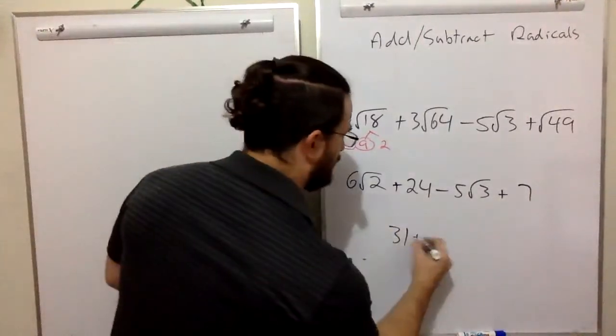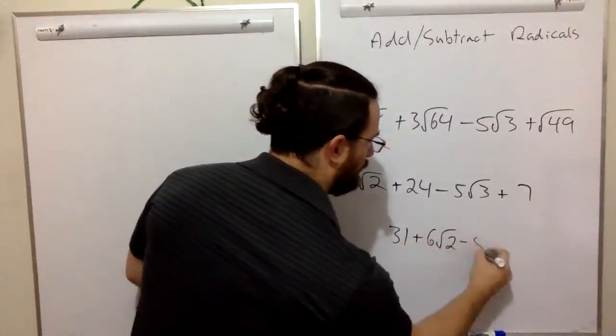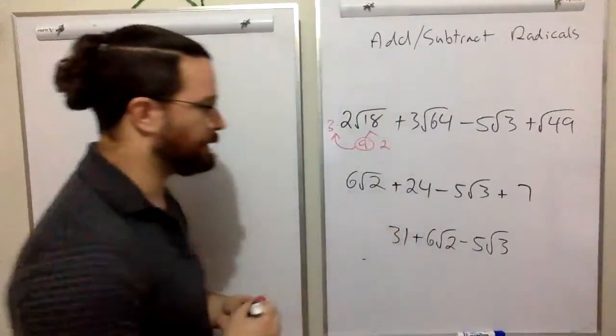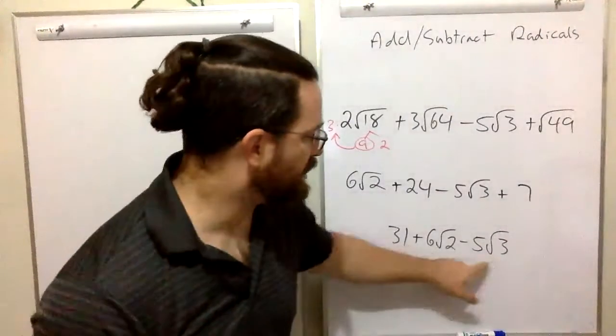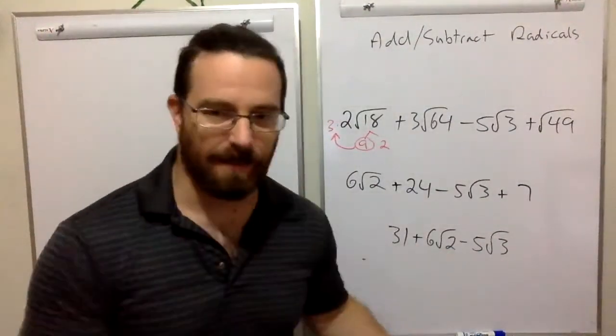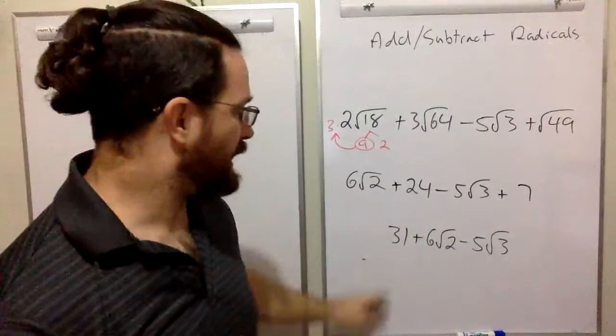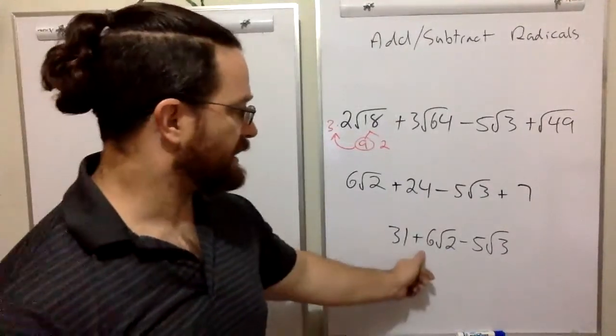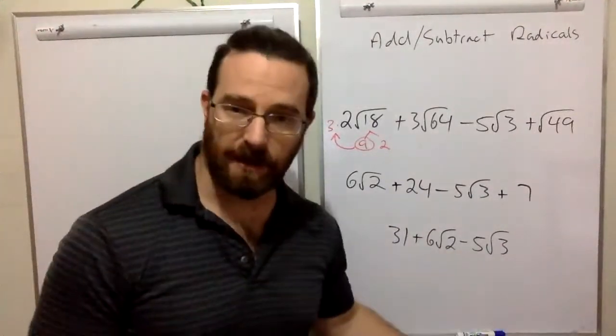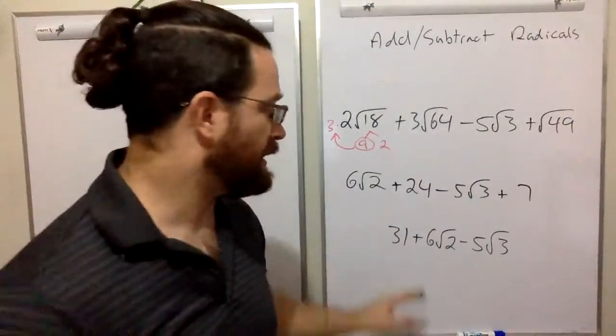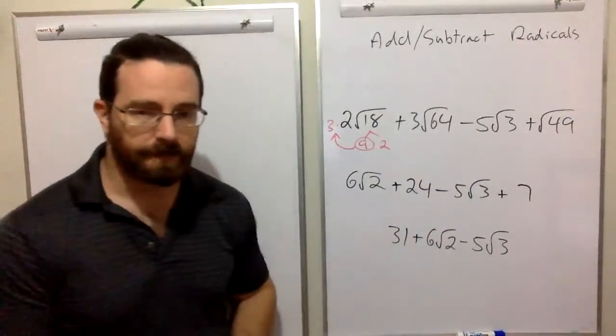So this is just going to be plus 6 radical 2 minus 5 radical 3. You could have had the order of these changed around, and it doesn't matter. As long as in the end you had a positive 31, a positive 6 radical 2, and a negative 5 radical 3, that is the correct answer. It cannot be simplified any further.